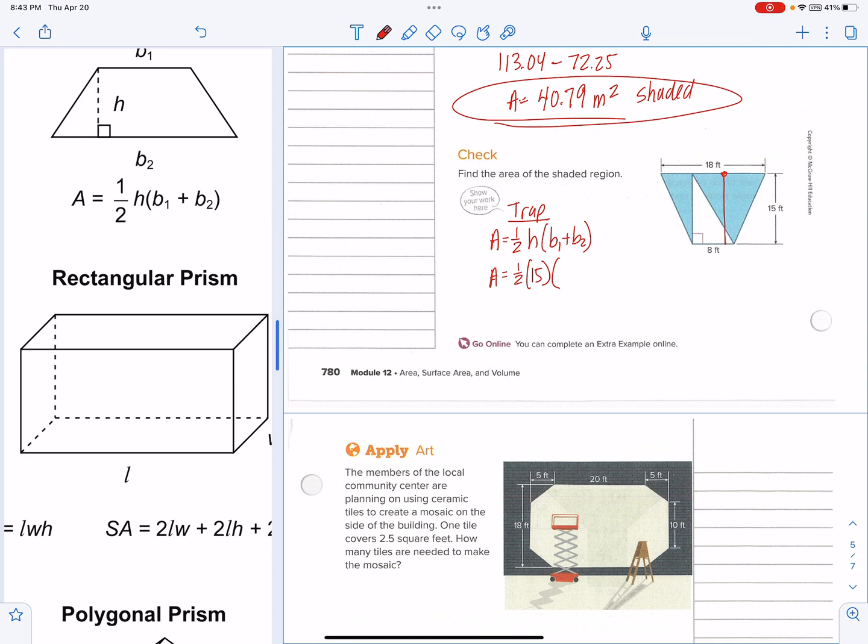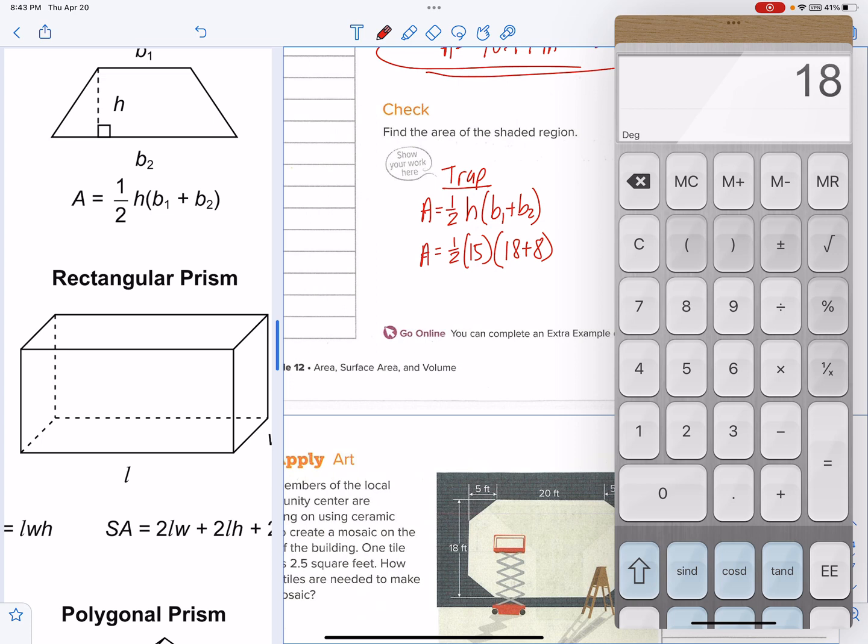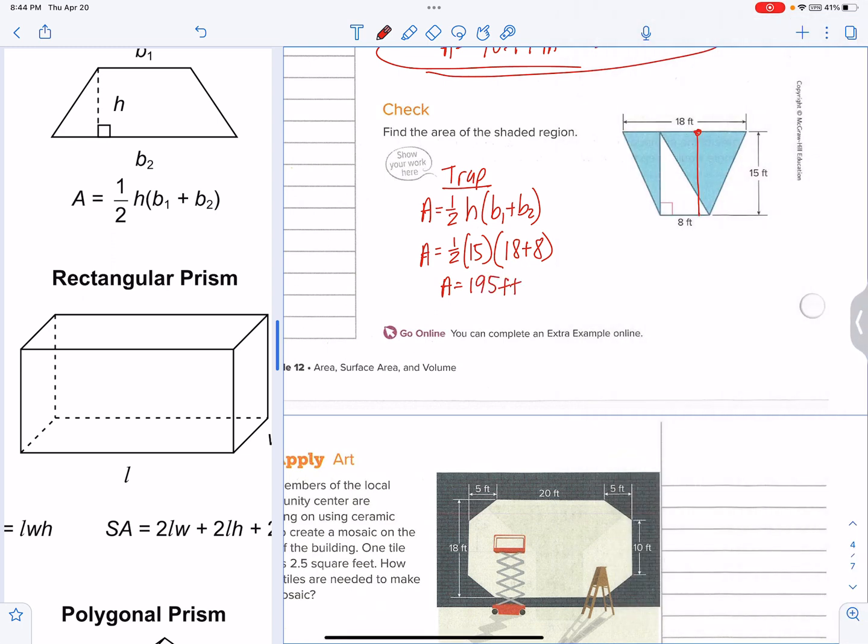My B1, it doesn't matter the order. I'll just do 18 plus 8 plus the other base. We're going to go ahead and do our 18 plus 8 because that's inside parentheses, and that's 26. And then we have times 15, and then all of that times 1/2 or divided by 2. And we get area equals 195, and that's feet squared.